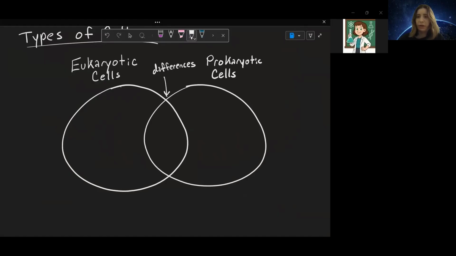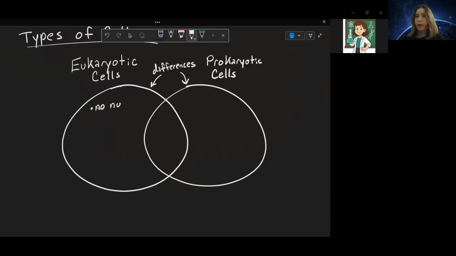But there are a few similarities. They are cells after all. They both contain DNA, or the genetic material or instructions for the cell. They're just in different places. They both contain something called ribosomes, which we'll learn about in our next lesson.